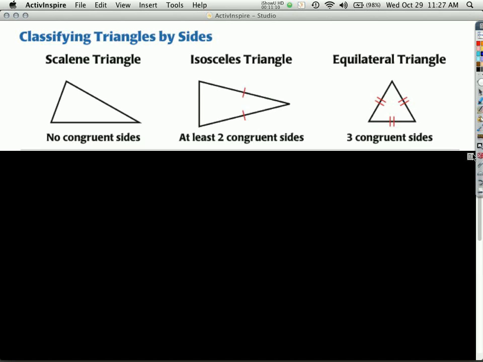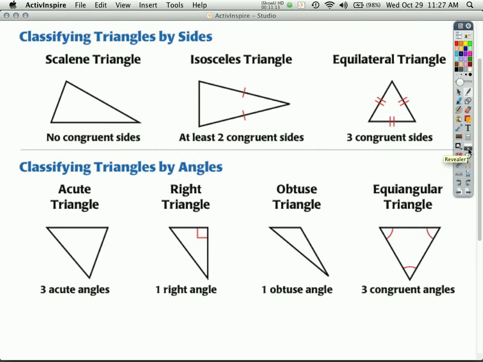Now, the system for classifying by angle. I would say there's one new one, the rest of them you should already know. An acute triangle is a triangle that has three acute angles. A right triangle has one right angle, and an obtuse triangle has one obtuse angle. An equiangular triangle has three congruent angles.